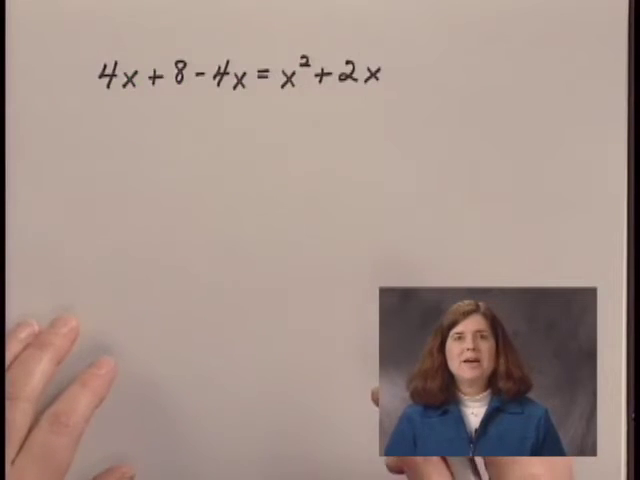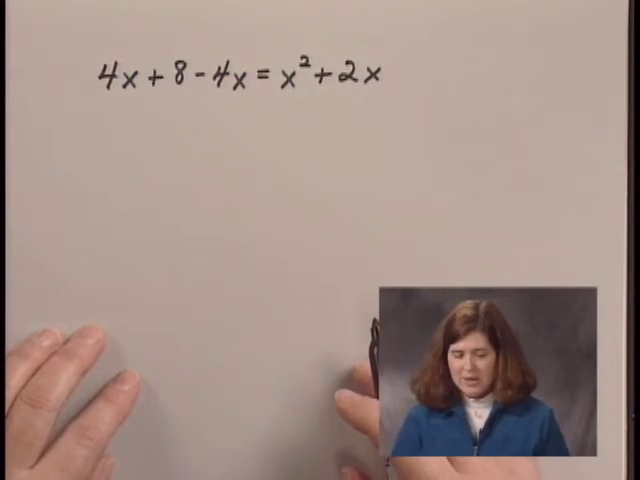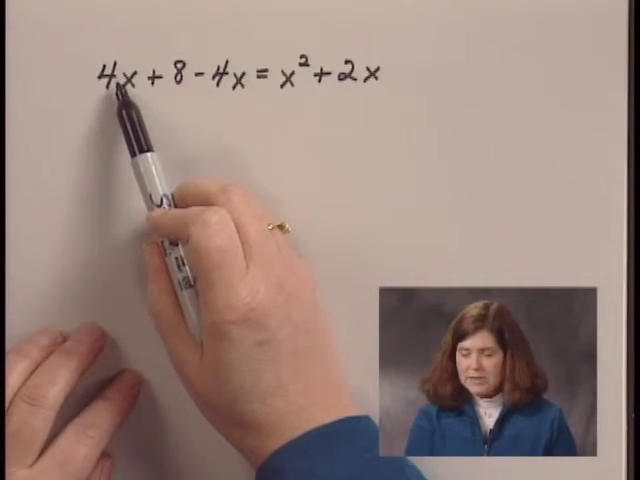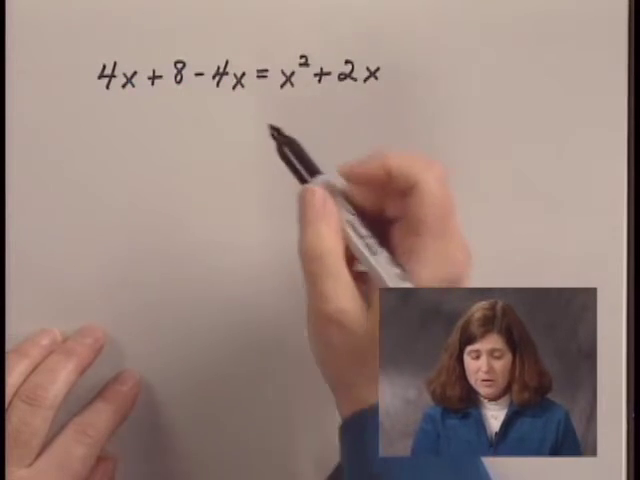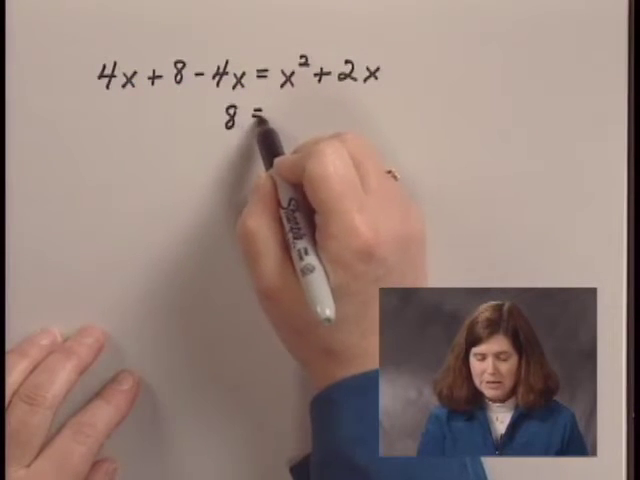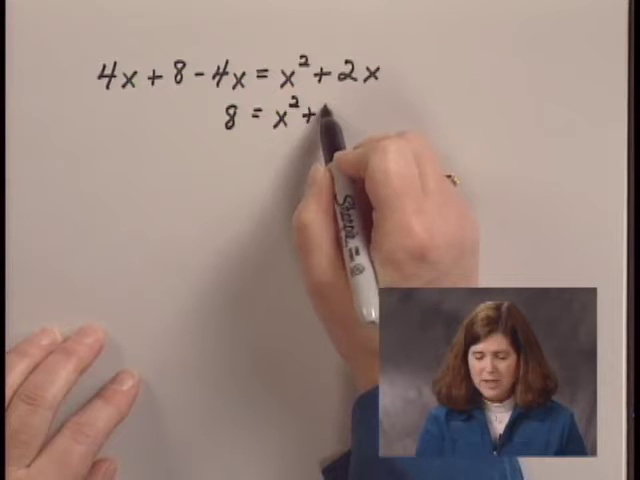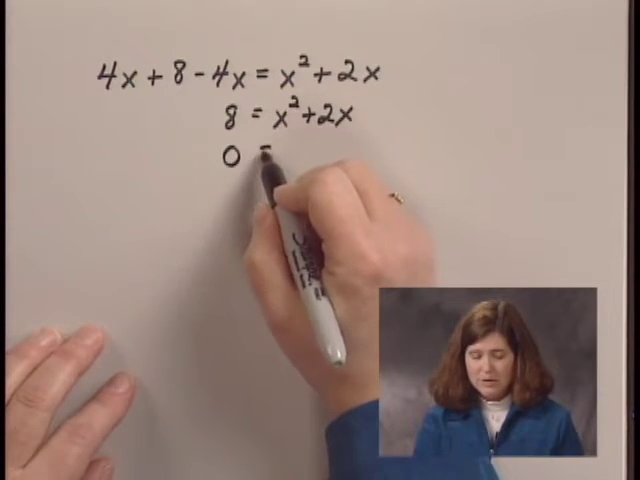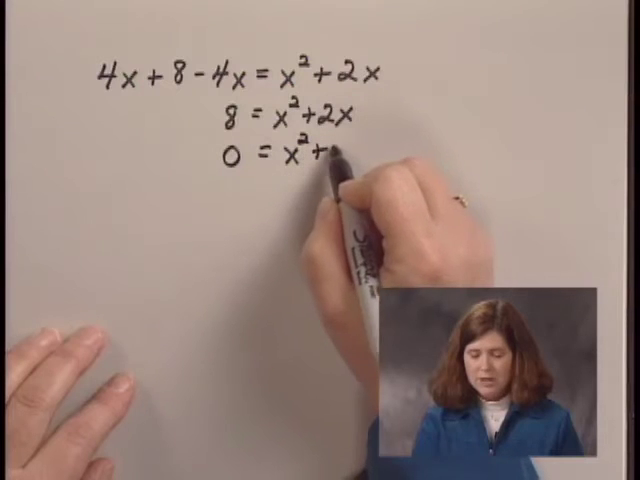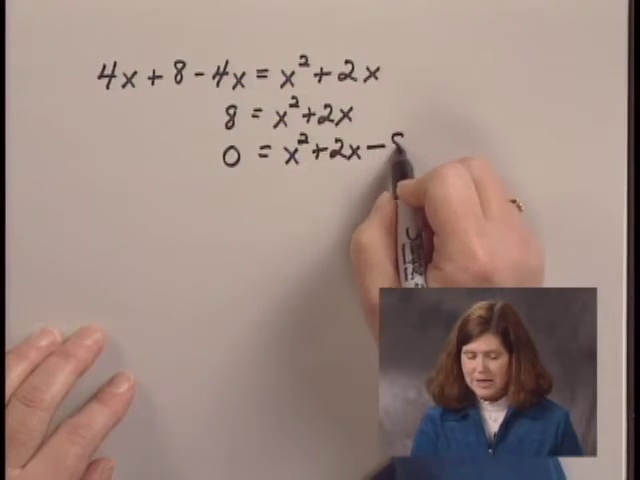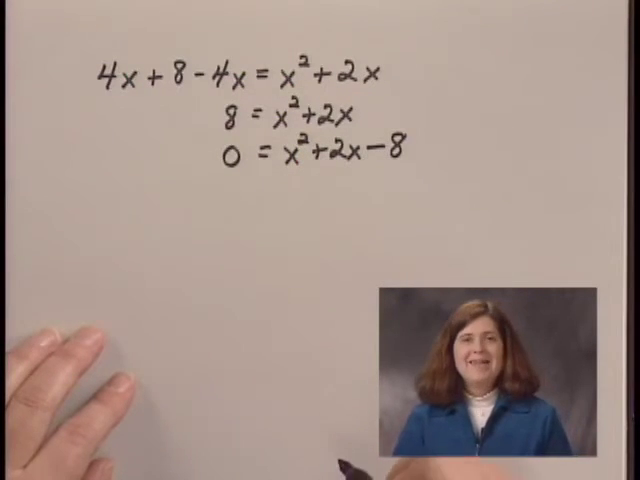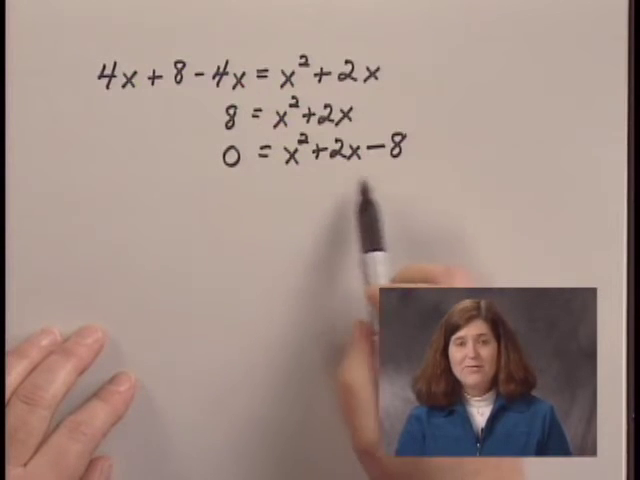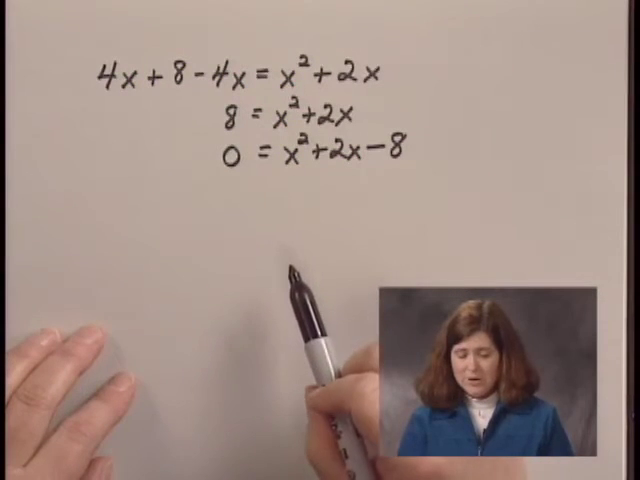Now I need to get a 0 on one side of the equation. First of all, 4x minus 4x is 0. So this is simply 8 equals x squared plus 2x. Subtracting 8 on both sides, I get 0 equals x squared plus 2x minus 8. Now I have a quadratic equation in the form that I need it in order to solve it.